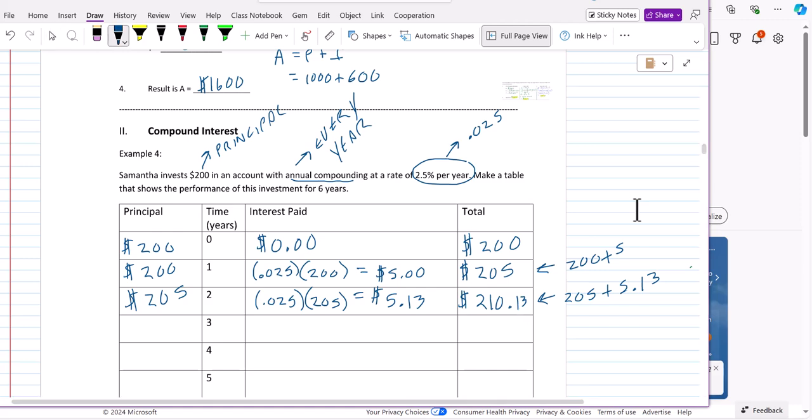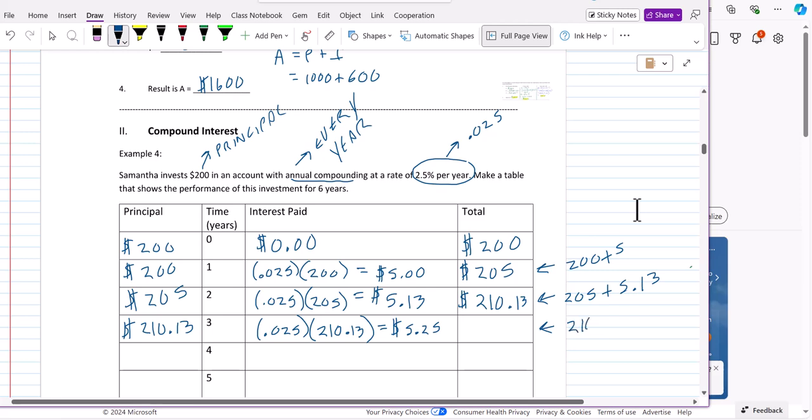All right. So now we just keep the same system. We go $210.13. That's our new principal. Now we're going to do the 0.025 multiplied by the 210.13. I've already worked this out, so this would be $5.25. See, our interest is going up. Now you're going to add the 210.13. You're going to do the previous total plus the new interest. And when you do that, you're going to end up getting $215.38. So your amount is growing because your interest is growing. You're going to end up with more than we did when we did simple interest.